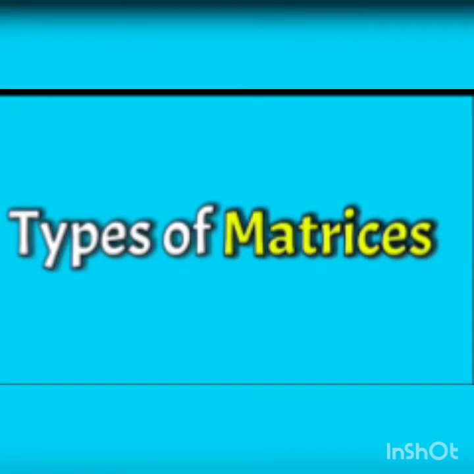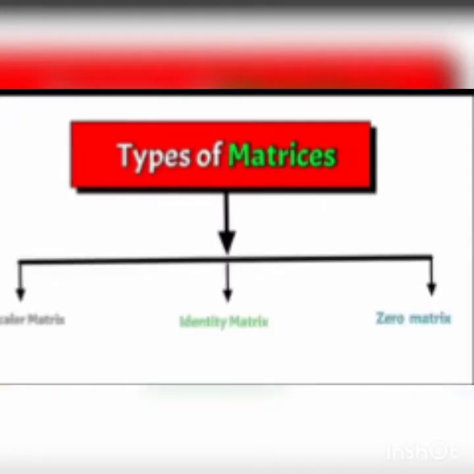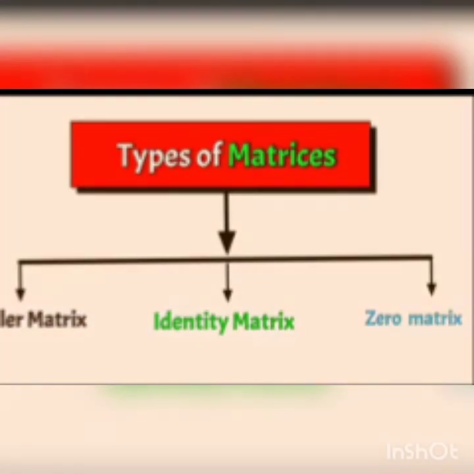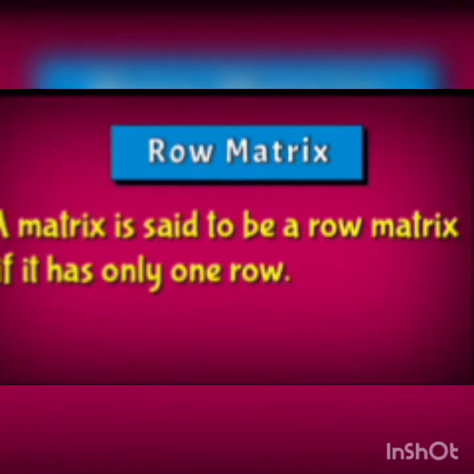So here are the following 7 types of matrices: row matrix, column matrix, square matrix, diagonal matrix, scalar matrix, identity matrix, and zero matrix. These are the 7 types of matrices that we will be discussing in this slide. So, row matrix. A matrix is said to be a row matrix if it has only one row. That is, the number of rows will always be 1, but the number of columns may be 1 or more.